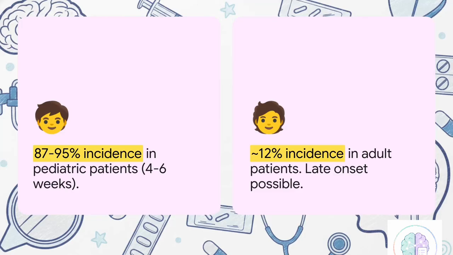Now, look at this demographic split because it is staggering. In kids who've had TBM for about 4 to 6 weeks, hydrocephalus hits an overwhelming 87 to 95% of the time. But in adults, it's only about 12%. It's a huge difference. Oh, and keep in mind, late-onset hydrocephalus is totally a thing too.